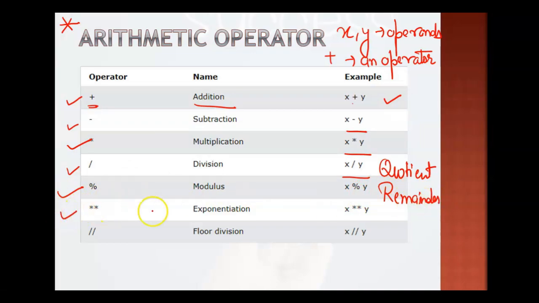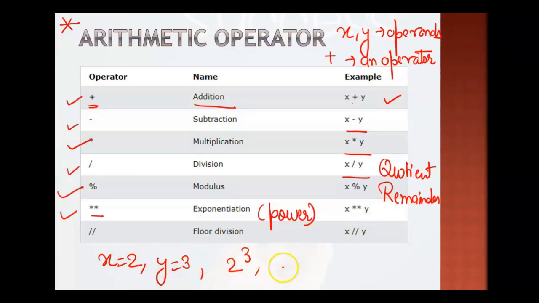Next we have exponentiation. Exponentiation is nothing but the power operator. With the help of this you can find the power. Suppose the value of x is 2 and the value of y is 3, and you want to find 2 to the power 3. How can you write it down? 2 double asterisk 3, right? So it is 2 to the power 3 and the output would be 8. This is called exponentiation. And then you have the floor division. This is also division only, which is also going to find the quotient.